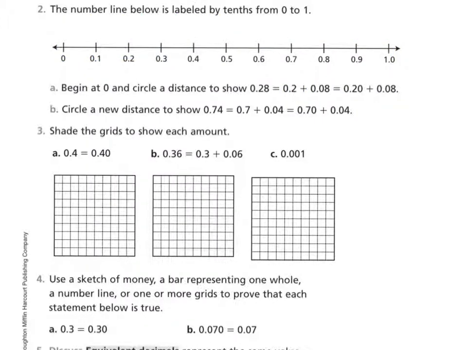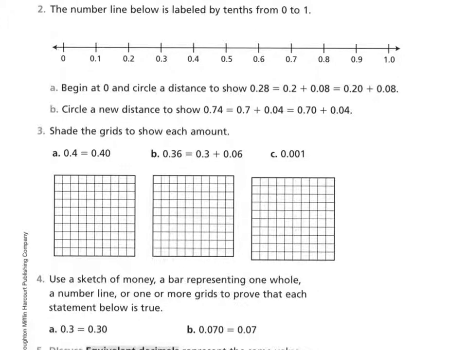Now I'm going to ask you to do part B on your own, which is to circle a new distance to show 74 hundredths. So you're going to be showing that 74 hundredths is the same as 7/10 plus 4 hundredths, which is the same as 70 hundredths plus 4 hundredths, because we're just putting a 0 on the end of the decimal, which doesn't change its value. We're just changing the 7/10 to 70 hundredths, and that's okay to do. So really, I'd just like you to pause the video and circle a new distance from 0 to 74 hundredths. Do that now.